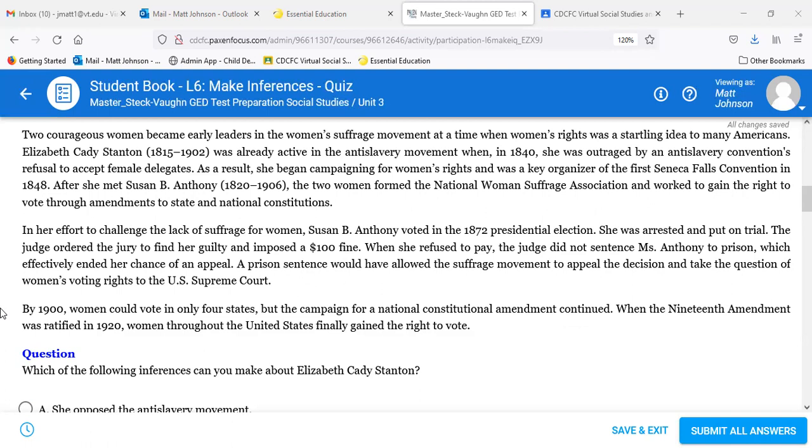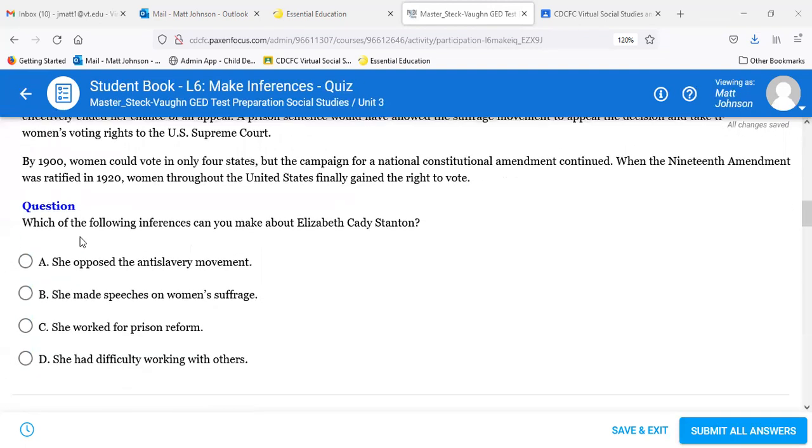Grace, you want to read the question for us? Sure. Which of the following inferences can you make about Elizabeth Cady Stanton? A, she opposed the anti-slavery movement. B, she made speeches on women's suffrage. C, she worked for prison reform. And D, she had difficulty working with others.